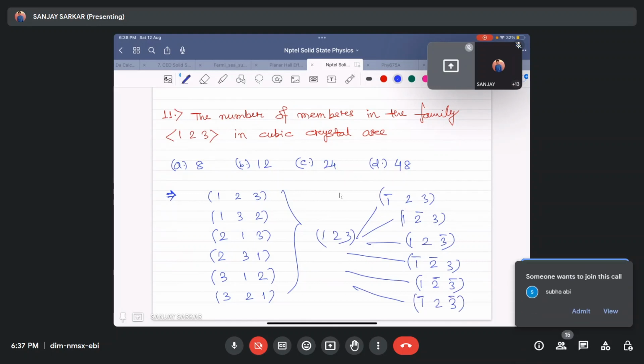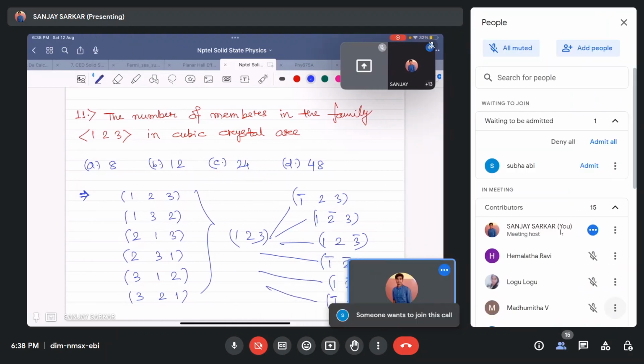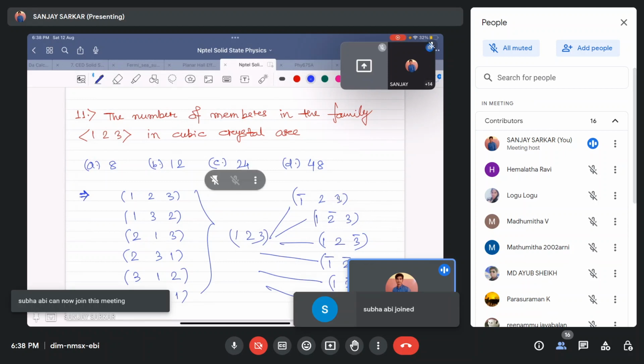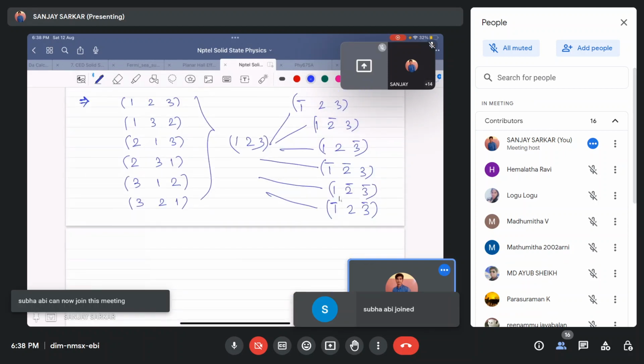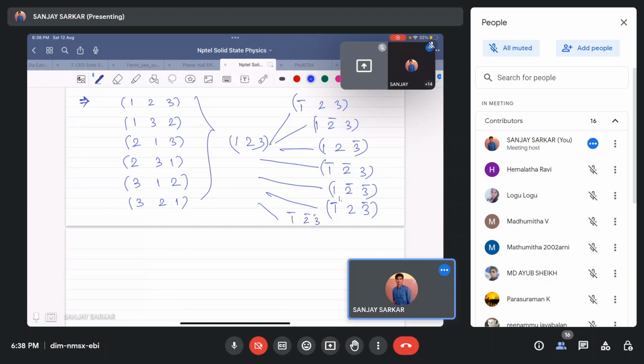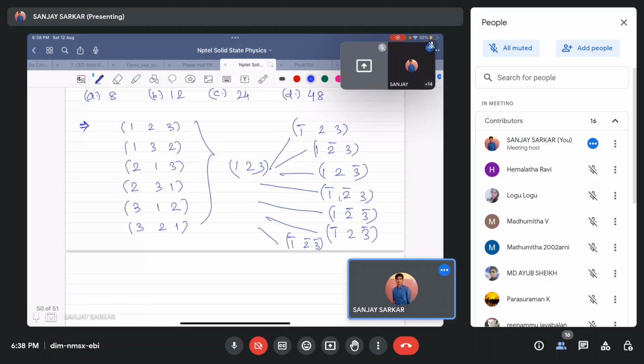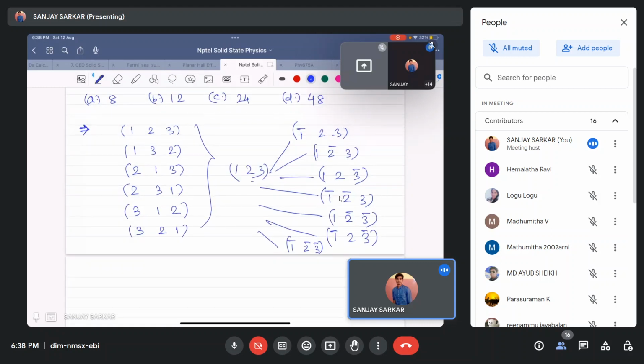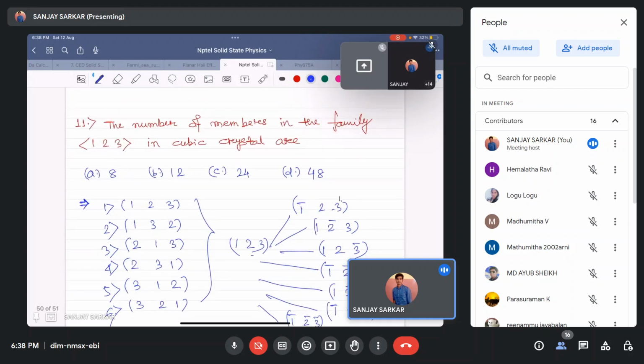And you will get one more. So there will be one more which is 1 bar 2 bar 3 bar. So 1 2 3 4 5 6 7 8. So from each of them you will get 8, and there are 6 combinations, 1 2 3 4 5 6, and from all of them you will get 8 contribution. So 6 into 8 is 48. So the correct option will be 48.